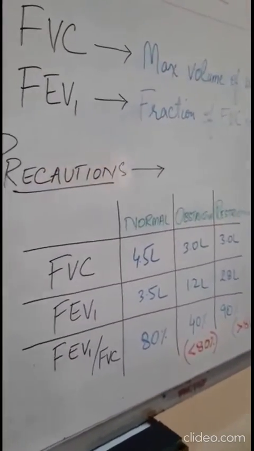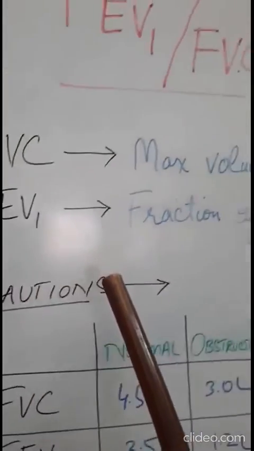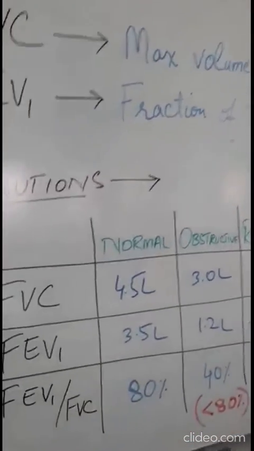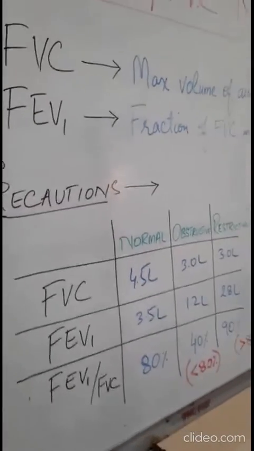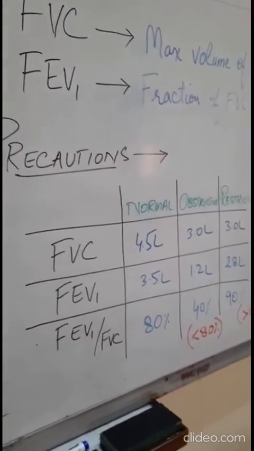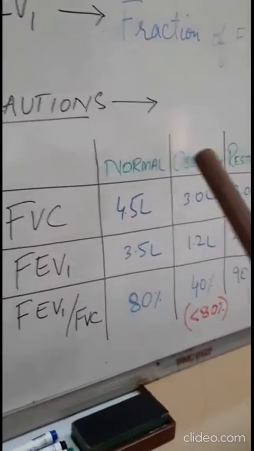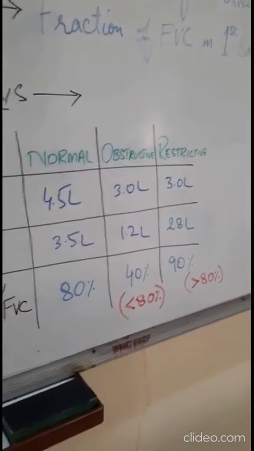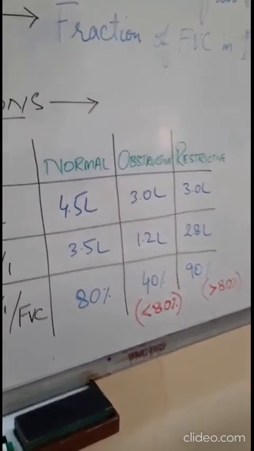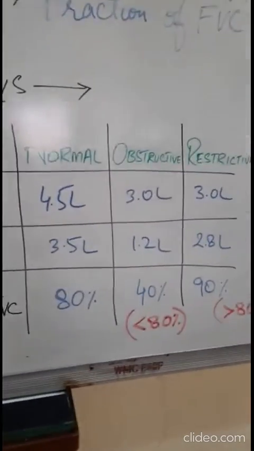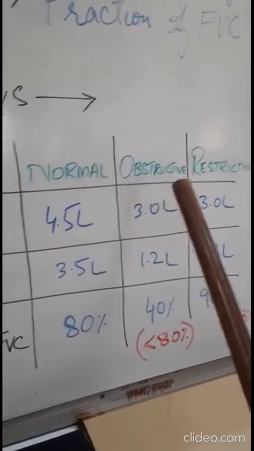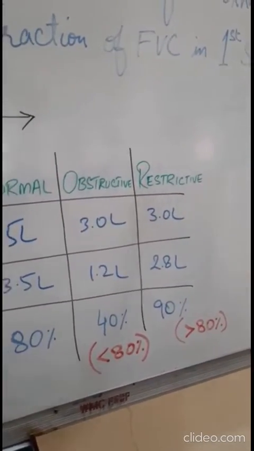FEV1. Precautions during the performance of this practical are the same as those of spirometry, because we will perform this practical on the spirometer. These are the values which will be obtained after we perform the practical, which will help us to differentiate the subject as normal, obstructive, or having a restrictive disease.